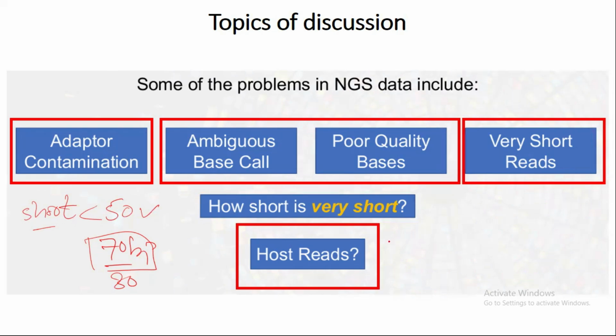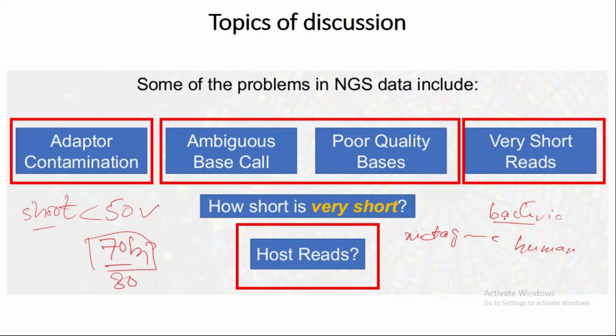Now we should talk a little bit about host reads. For example, we are sequencing a metagenome. Metagenomes are basically bacterial reads. When we are performing metagenomics, the data may also contain human reads. Human reads are basically host reads, and we do not need them, so we have to remove these reads. This is our type of host reads.